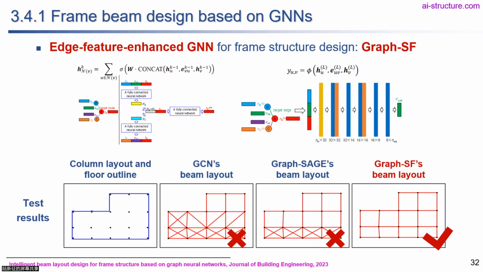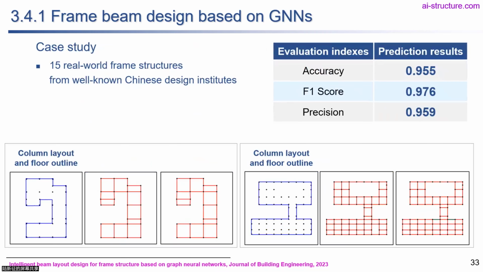You can see this is the layout of columns. The existing GAN algorithm cannot lay out beams correctly, and our algorithm can generate a layout identical to the engineer design. So here are another two examples. On the left, these two figures are the layout of the columns, and on the right are the layout of the beams. Can you identify which one is generated by AI and which one is generated by the engineer? Now here is the result. The AI generated layout of beams is about 95% similar to the engineer's design.